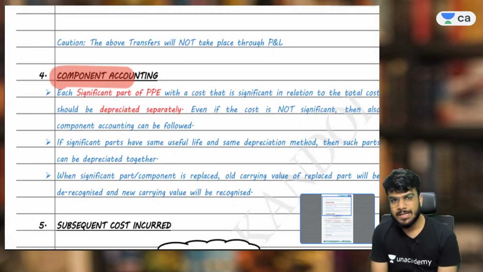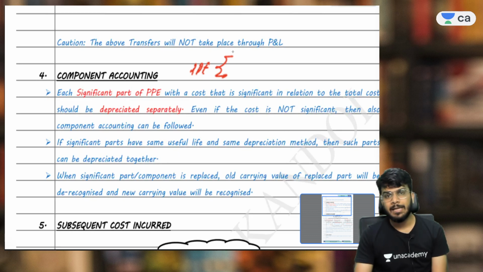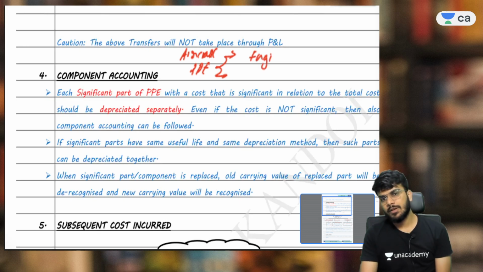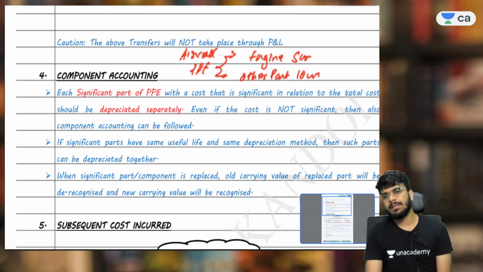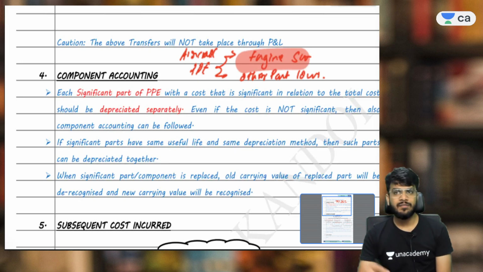Now we move on towards component accounting. Now what is the meaning of component accounting? Let's say you have a PPE. Now a single PPE can have multiple components. Let's say you have a PPE in the name of aircraft. So aircraft can have certain engines which have a life of only 5 years, and the other parts of the aircraft might have a life of 10 years. So that means under one single asset you have multiple components with different lives.